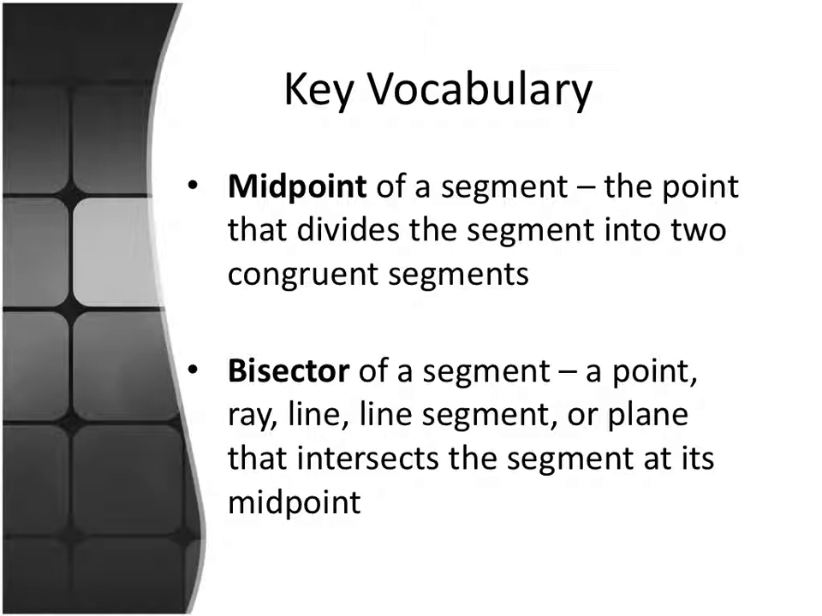The other word that's here, a key vocabulary word, is a bisector of a segment. And a bisector could be a point, a ray, a line segment, or a plane. And all of these things will intersect this segment at its midpoint.